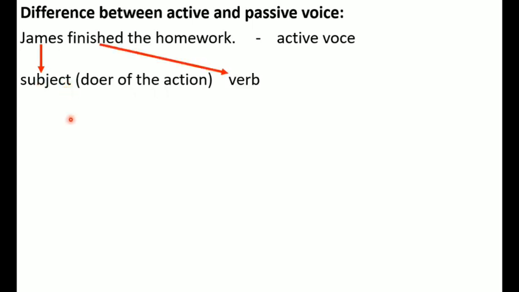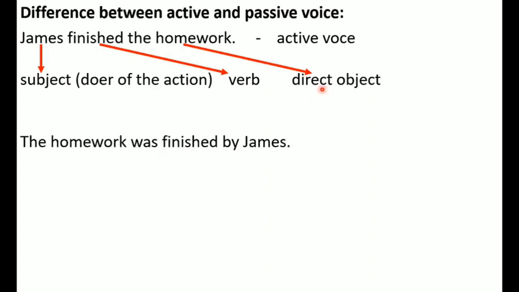Alright. Now, finish here is our action verb. And homework is our object. But what kind of object? It is a direct object. Because it answers the question what? If you are going to ask the question what, James finished what? The answer, of course, is homework. So, homework is our direct object. Okay.